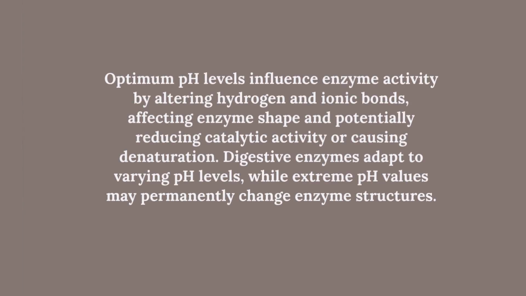Each enzyme has an optimum pH for maximum activity. Changes in pH alter hydrogen and ionic bonds, affecting enzyme shape. This can reduce catalytic activity or cause denaturation. Digestive enzymes have varying optimum pH levels, reflecting adaptation. Extreme pH values can permanently alter enzyme structure.